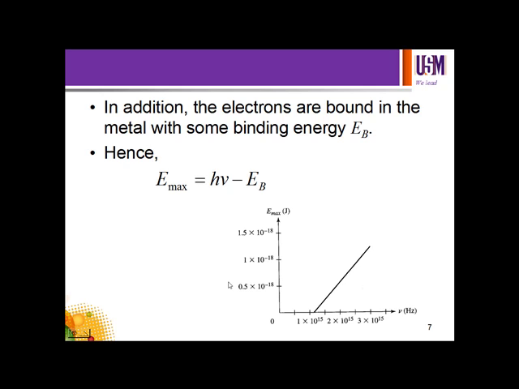In addition, the electrons are bound in the metal with some binding energy, Eb. Therefore, the maximum energy of the photoelectron is h nu minus the binding energy. That's why at a certain frequency, there is no photoelectron. There is a threshold. If the energy h nu is lower than the binding energy, that means if the energy of the photon is low, even though you have high intensity light, there is no photoelectron being generated.